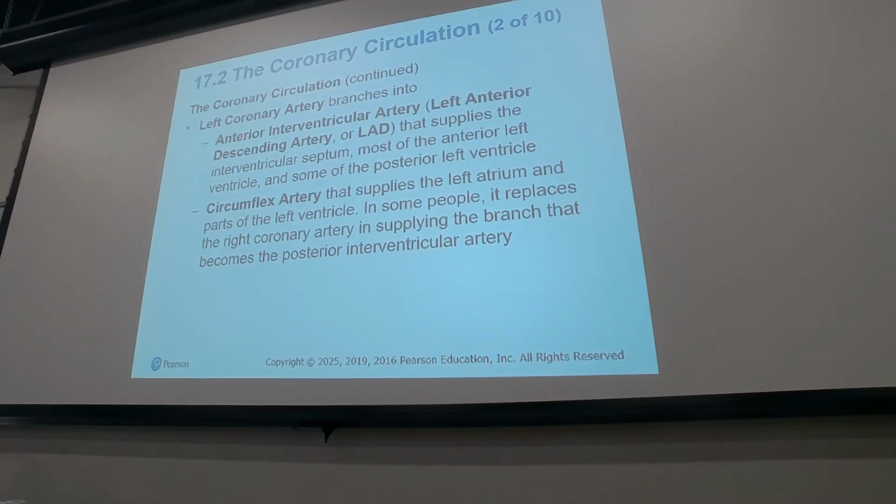So here it is, the left coronary artery has the anterior interventricular artery, which is also called the left anterior descending artery or LAD. And after it gives you this branch, it also gives you this circumflex, which is the one that goes around to go into the posterior part of the heart.